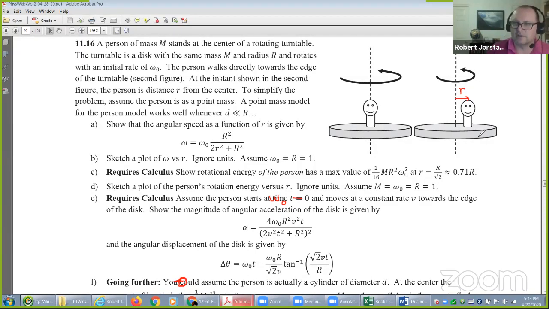Yes, that is incorrect. And so do you agree the person is not at capital R? Only when the person gets all the way to the edge would that be true. All right. Yep. Good. Subtle. And so notice here it says the person is distanced lowercase r. Yep. That's another way to do it. Okay.